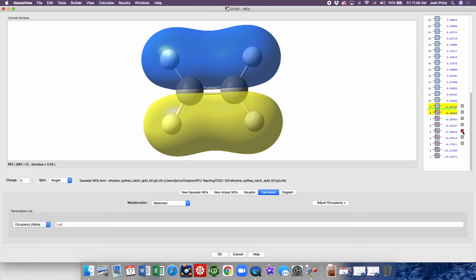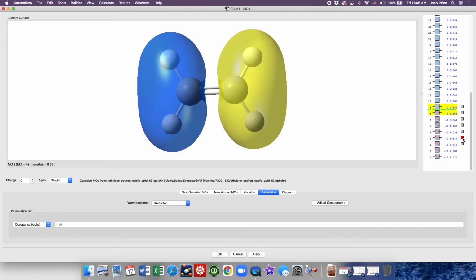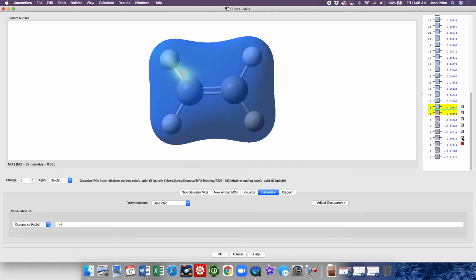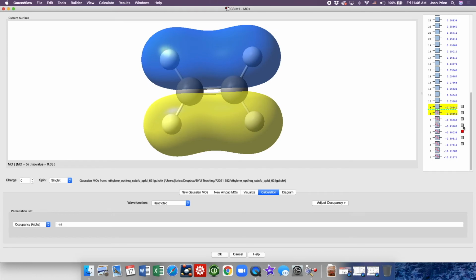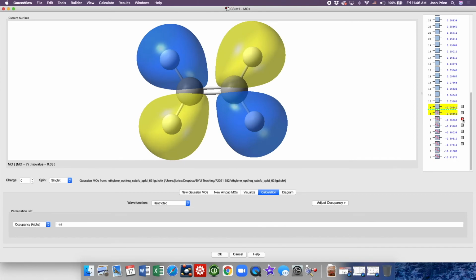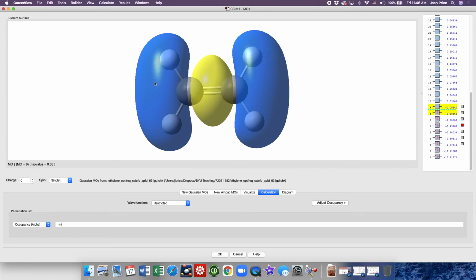Sorry, I got confused. So, sigma plus sigma, sigma minus sigma, pi plus pi. There should be a pi minus pi, and indeed there is. That's it. But it's higher in energy than the sigma out plus sigma out. And if you had to say which bond this is associated with, well, it's carbon-hydrogen bonding in character, but it also looks pretty well like a carbon-carbon sigma bond.